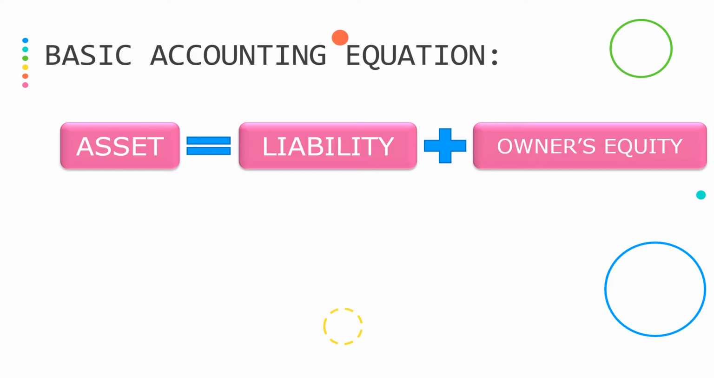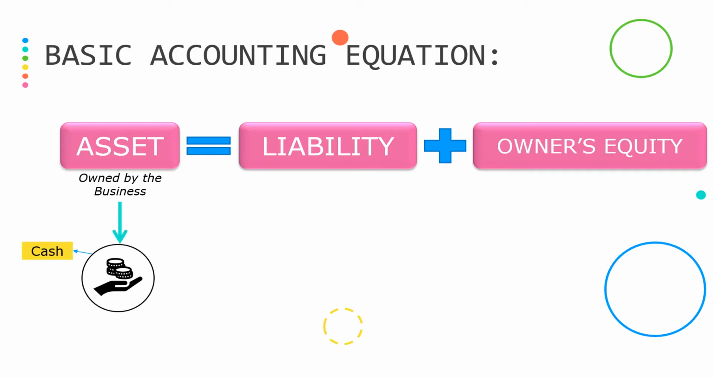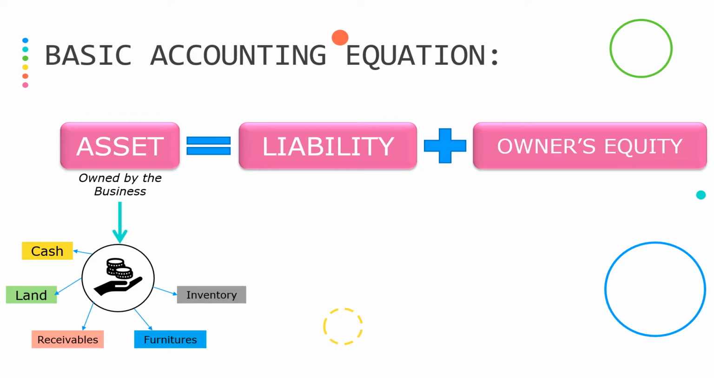First off, we have asset. So, asset is something that is owned by the business. So, here are some examples of an asset. We have here cash. Cash could either be cash on hand or cash in bank. We also have here land and receivables. Receivables are those credit transactions made by the company or made by the business. We also have here furnitures. Inventory. Inventory, these are supplies or items that are not yet sold or basically supplies on hand. Last thing is a building.